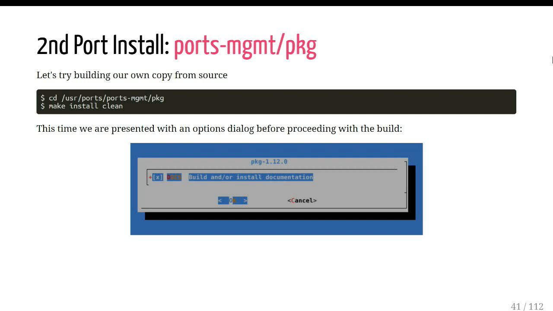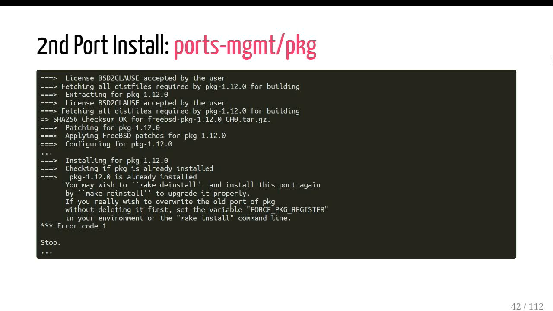So here you have the option to turn on, do you want to install the documentation with pkg or not? So you just hit spacebar to select that or not, and then you'd hit OK to move on. Once you do that, it downloads the program, and there's a bunch of build output, and then it throws an error. And you can see that here.